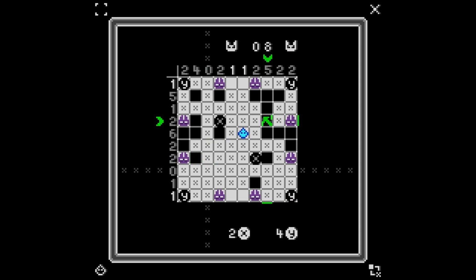And for the final ones, we can't have a wall here because that would separate this. So this must be empty. This must be a wall. Ergo, this is empty and this is a wall.